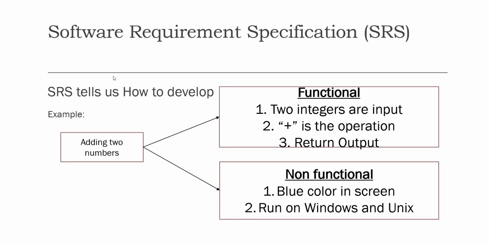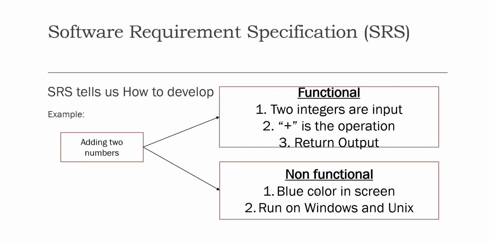Then we come to SRS, that is software requirements specification. It is a subset of BRS. SRS is derived from BRS, and the SRS tells us how we are going to develop the project or product. If we take adding two numbers as the example of the BRS document, then in the SRS it is divided in two ways: functional and non-functional. In the functional requirement, we describe that for adding two numbers, two integers will be the input, plus will be the operation, and then the output is returned. These three things we consider in the functional requirement specification document.